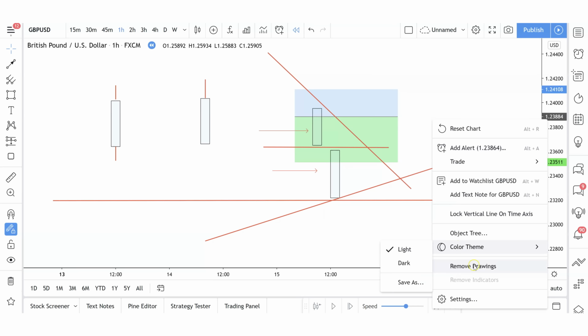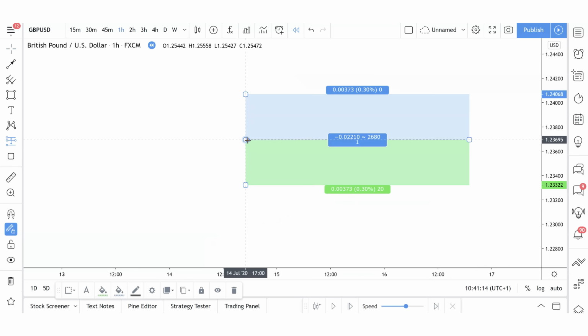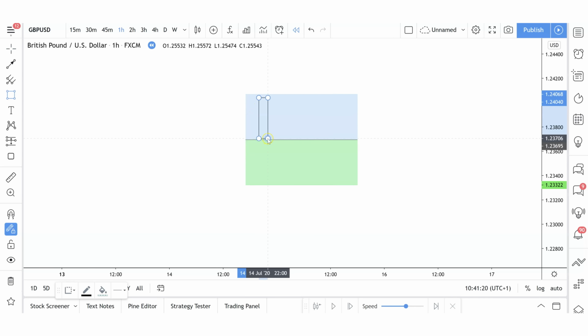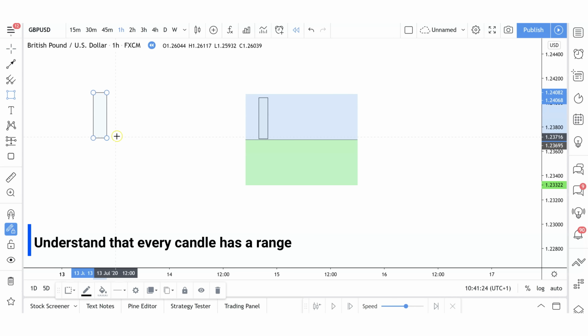Now, back to the point that I made in the beginning. If we take a trade, we never know if it's going to win. But let's say the hourly candle pushed to the downside really strong. Understand that every candle has a range.